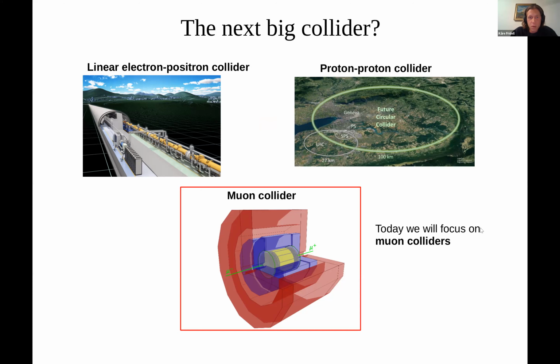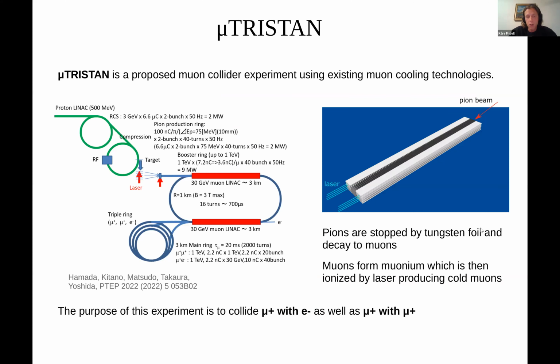One of the main reasons that we are interested in muon colliders is the proposed muon collider experiment mu-Tristan, which would, if built, be at the KEK site, where currently the Super KEKB accelerator is. So we wouldn't have to dig any new tunnel or anything. Actually, if you remember the Tristan experiment, which was there before KEKB, which then became Super KEKB, it's named after this simply. So it would use the same storage ring as Tristan.